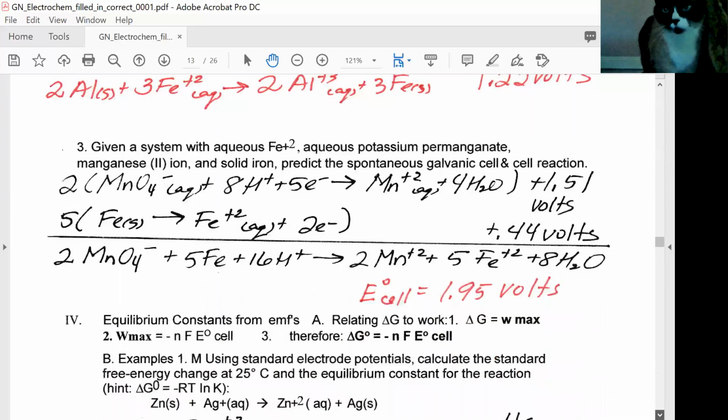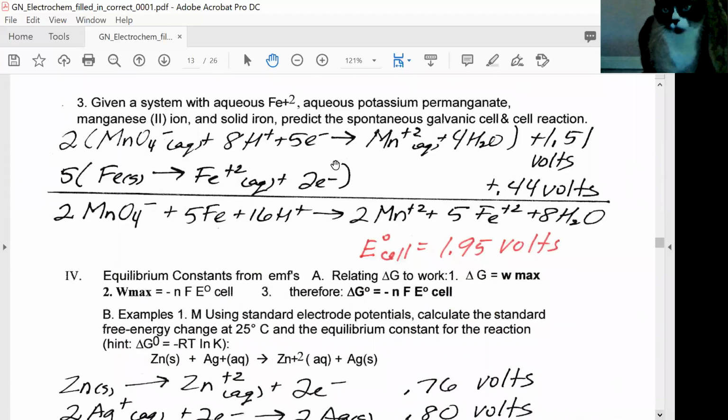So in the next question, we are given a system with aqueous iron and aqueous potassium permanganate, manganese, iron, solid iron, and we're supposed to predict the spontaneous galvanic cell and cell reaction. So we're going to put the manganese as gaining electrons because we can have a positive 1.51. We'll multiply by 2 because we have to have 10 electrons for each of them. So this is going to be gaining electrons.